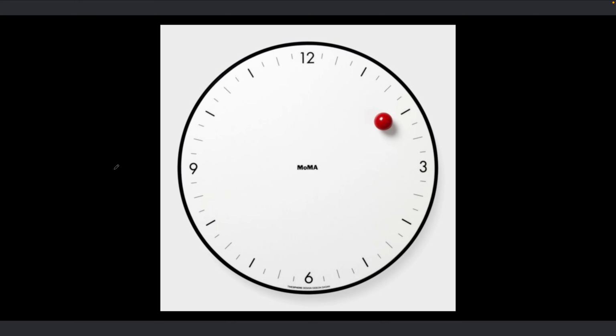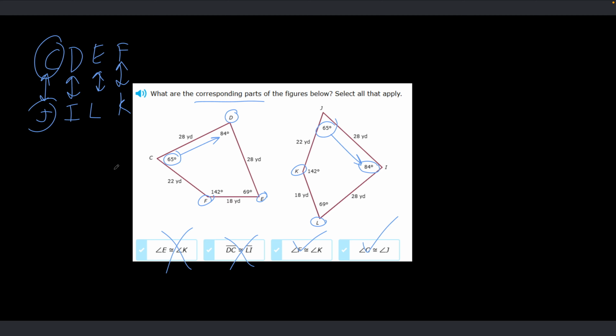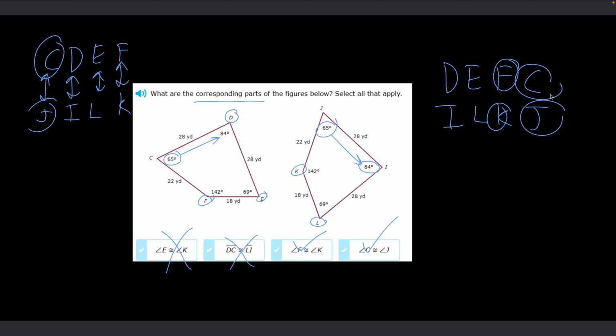And here is our cool clock. Oh, one last thing. You could have started at any corner, meaning instead of writing C, D, E, F, you could have written D, E, F, C matches up with I, L, K, J. And your answer would still have worked, right? Does F match with K? Yes. Does C match with J? Yes. So as long as you are consistent, you can start wherever you want in the figure.